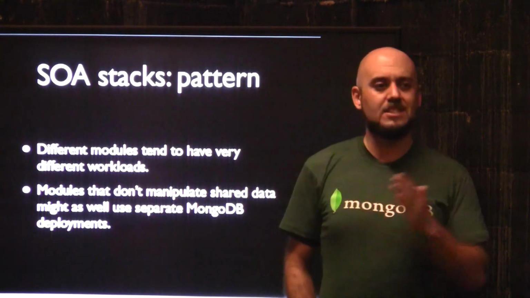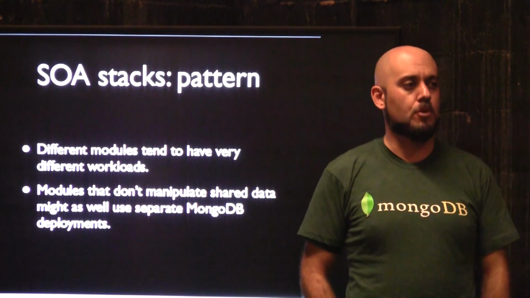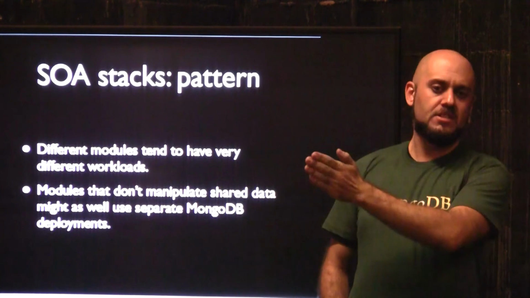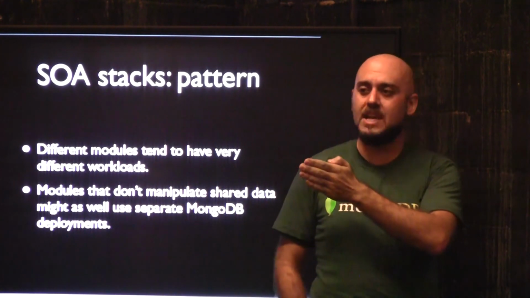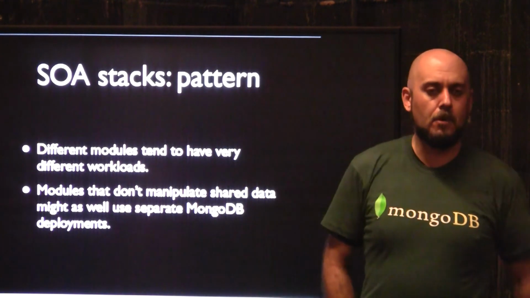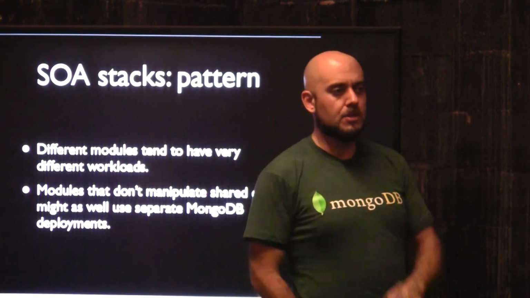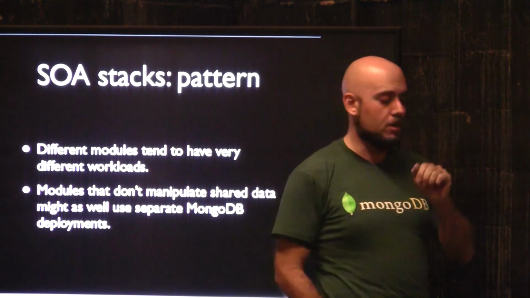So if you have different pieces with different workloads, this one's extremely write-heavy, you might put that into a sharded deployment with lots of pieces. This one is maybe less write-heavy, or it's write-heavy but only manipulating a small amount of data. That could go into a different, hopefully replicated deployment, put on different boxes, that sort of thing. And so you have a lot of flexibility in these very decoupled systems about how you might deploy MongoDB.